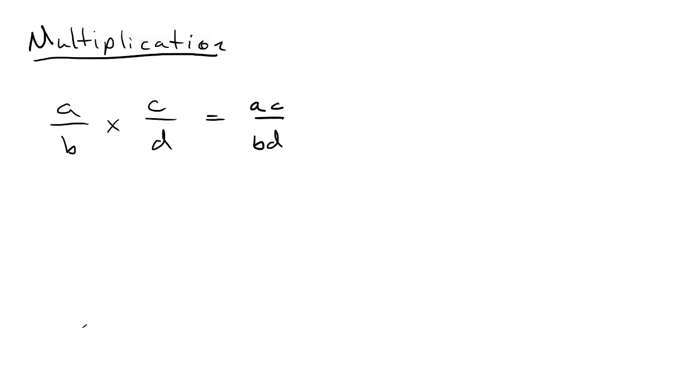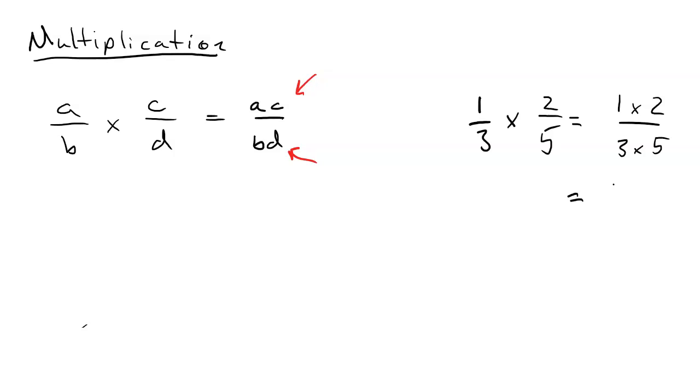This is how we multiply fractions. All we do is multiply the top and put it as the top, and multiply the bottom and put it as the bottom. We can do a quick, real simple example by looking at something like 1/3 times 2/5. This is going to equal 1 times 2 over 3 times 5, which is equal to 2 over 15. So 1/3 times 2/5 equals 2/15.